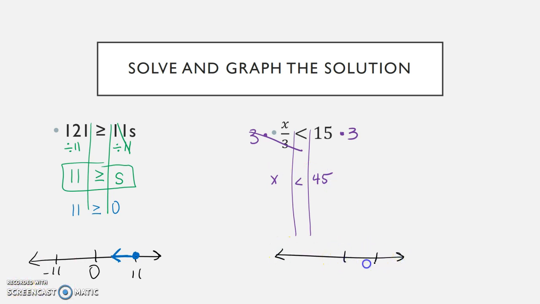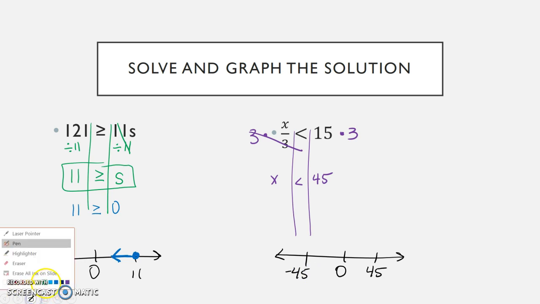So our number lines don't have to be extremely detailed and perfect. I just need to get a general idea of what we are counting by on the number line. So here I've got negative 45 and 45. Because x has to be less than 45, it cannot equal 45, so it's an open circle. And then numbers that are less than 45 on this number line are to the left, so I'm going to point my arrow again towards the left.